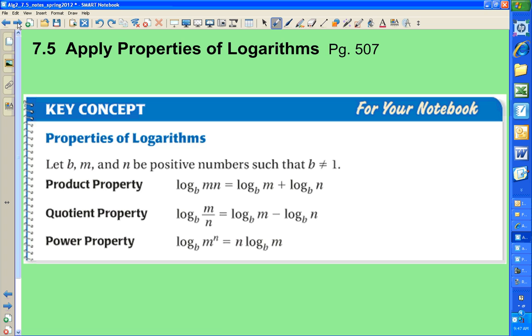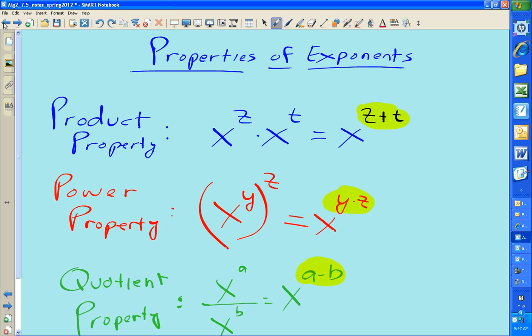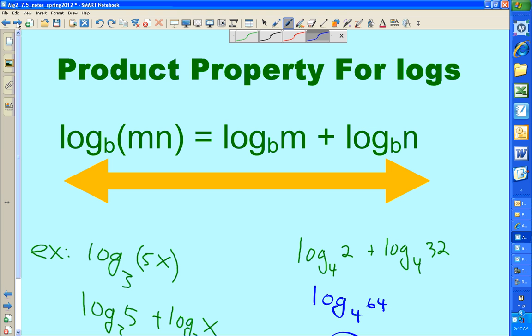So when we look at our three properties of logs, we're going to have the same properties: product, power, quotient. Same thing we did with exponents. The first one we'll look at is the product property for log.